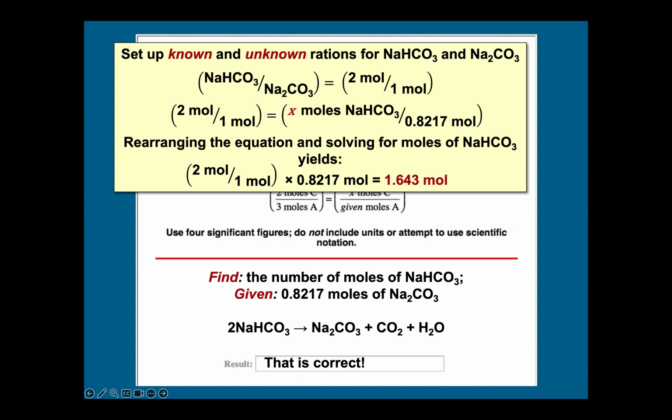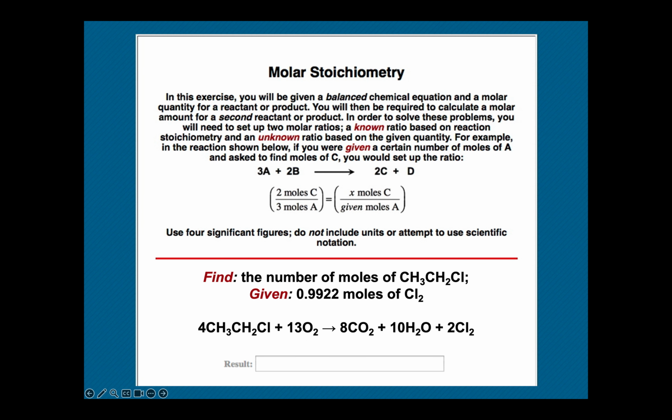Any questions? Let's do one more because these are easy. Again, find over given. That's the unknown ratio. Our given is going to be chlorine, and we're looking at fluoroethane. So here's fluoroethane, here's chlorine. It's a 4-to-2 or 2-to-1, either one. Either way you want to write it.